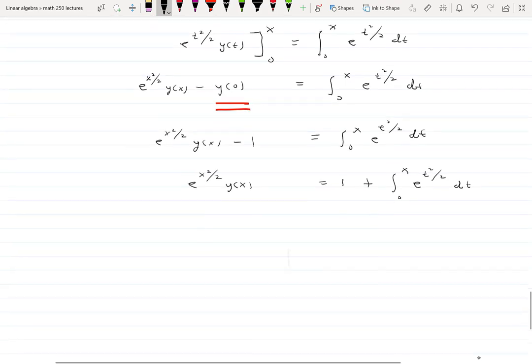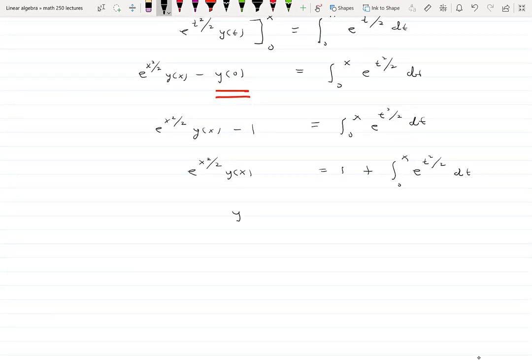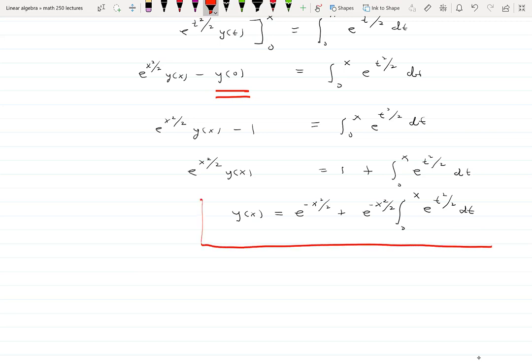Okay. All right. I added 1 to both sides, and I multiply both sides by e to the negative x squared over 2 to get our solution. If I multiply both sides by e to the negative x squared over 2, I get y equals e to the negative x squared over 2 plus e to the negative x squared over 2 times the integral from 0 to x of e to the t squared over 2 dt. That is the best we can do for a solution.